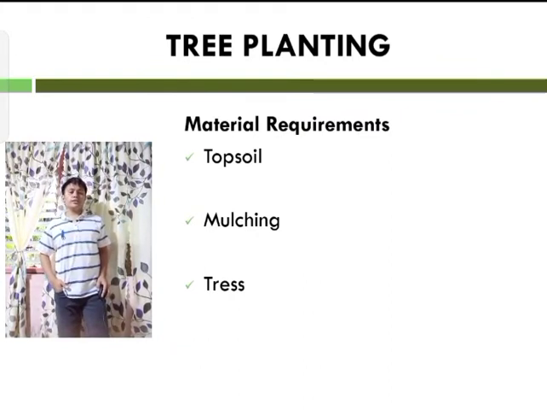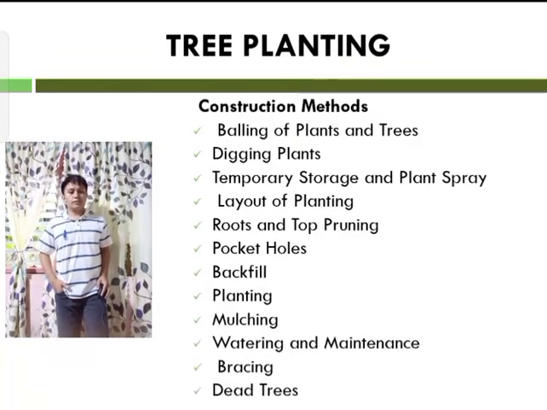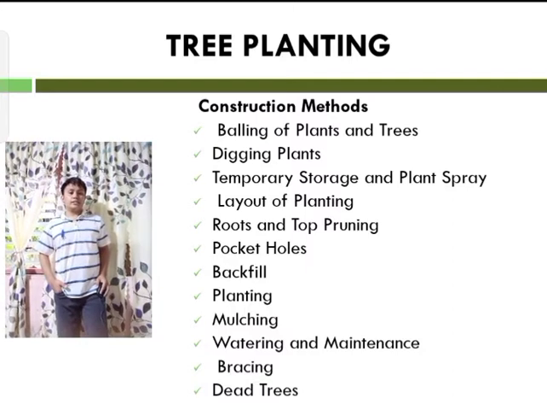So what are the material requirements for tree planting? We have here three material requirements: the topsoil, mulching, and trees. Next, in terms of construction methods, we have here the balling of plants and trees, digging plants, temporary storage and plant spray, laying out of planting, roots and top pruning, pocket holes, backfill, planting, mulching, watering and maintenance, bracing, and dead trees, weeds.